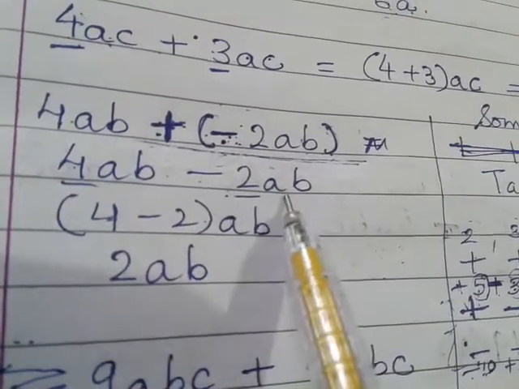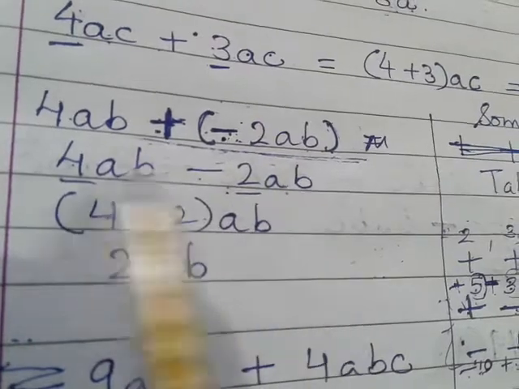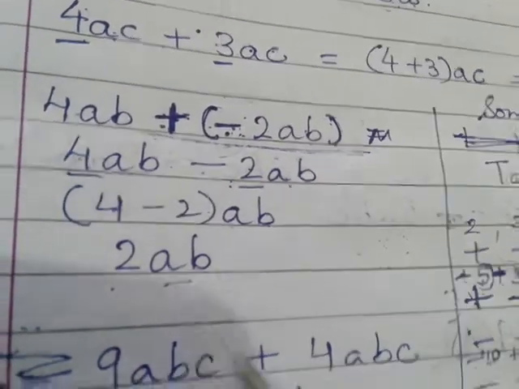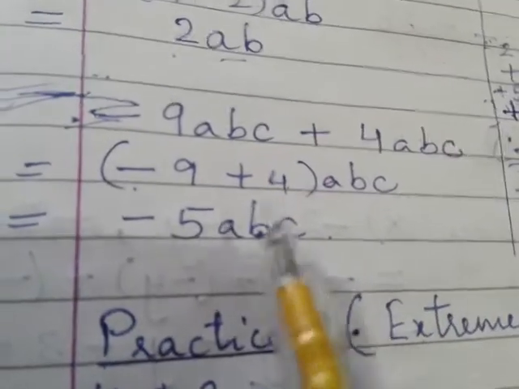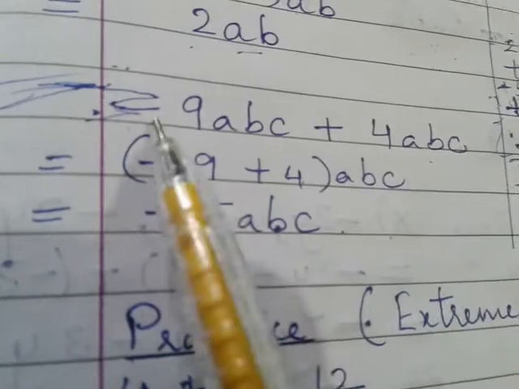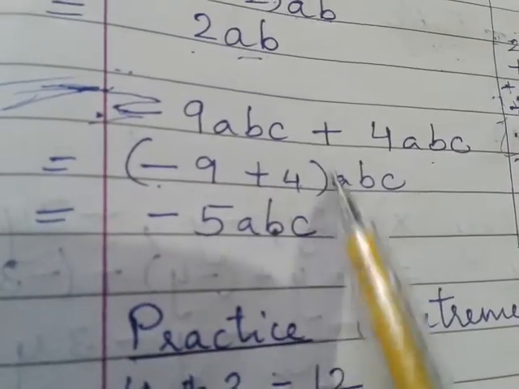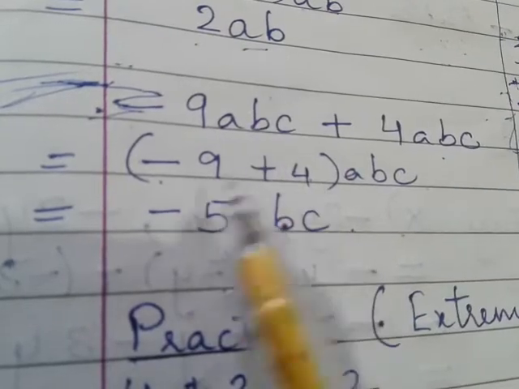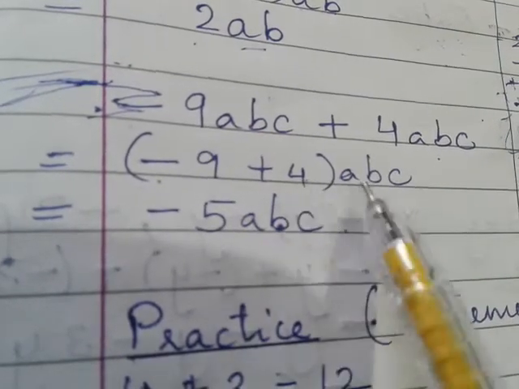So 4ab minus 2ab. Now you know both are like terms. So 4 minus 2 is 2ab. Okay. Now take the next example, minus 9ab plus 4ab. Both are like terms, so I can add them. So minus 9 plus 4, ab.